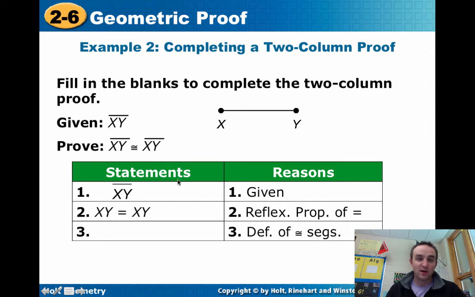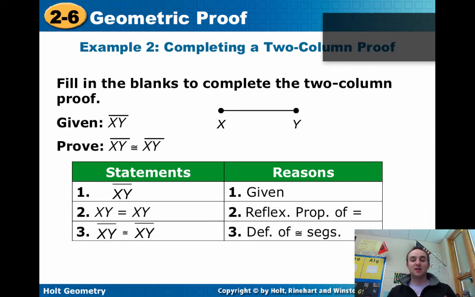So once we have that, simply our last step is the proof. It's whatever we're trying to prove. So xy is congruent to xy, and they tell you the reason. It's the definition of congruent segments. So you'll notice that we're looking at, from the given to the prove, steps and justifications.